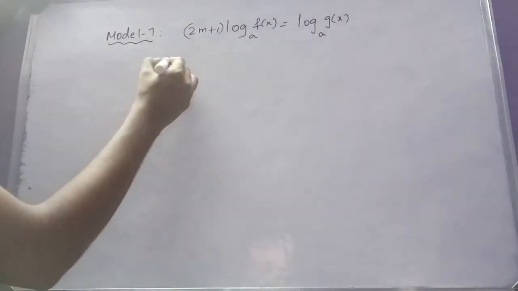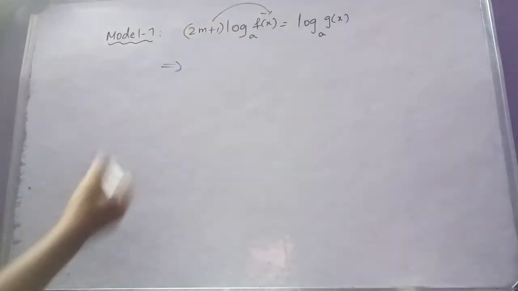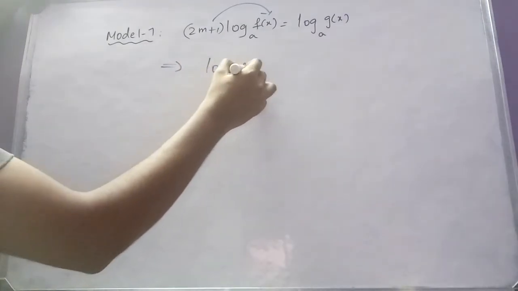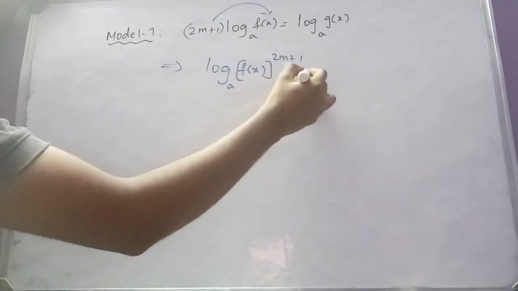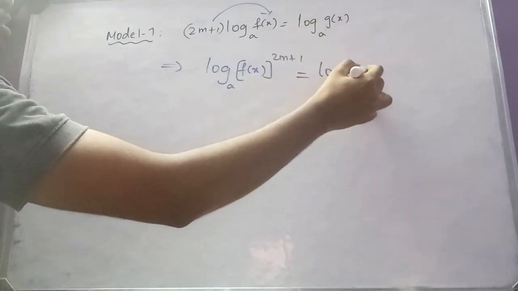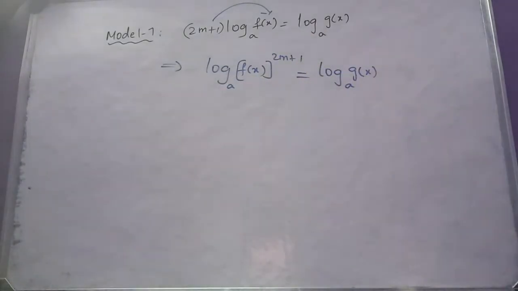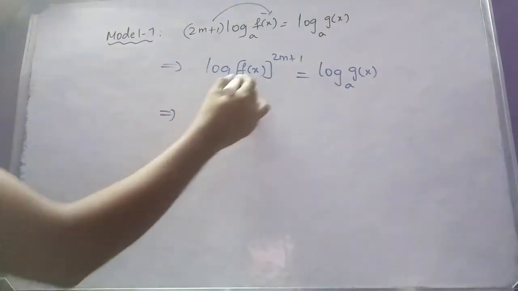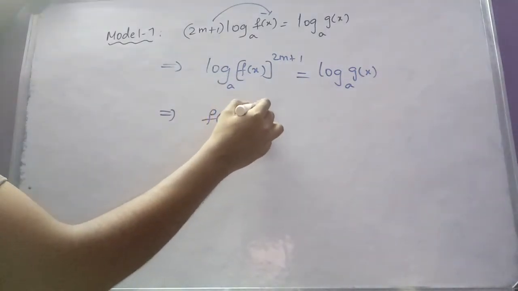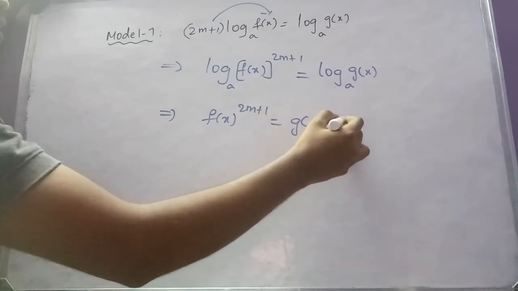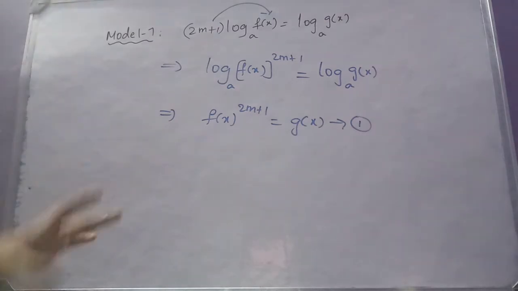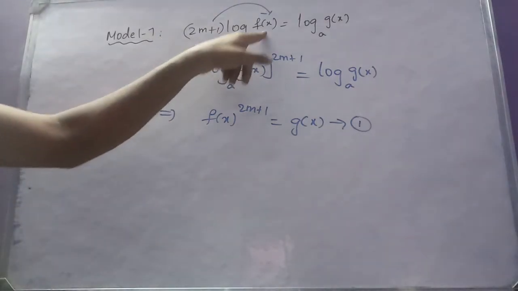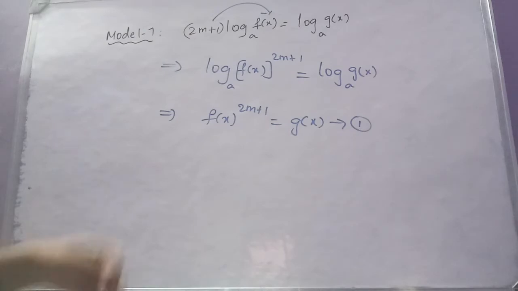First let us solve it. Take 2m plus 1 as power of f of x. Then you'll get log of f of x power 2m plus 1 with base a, and here log of g of x with base a. Now you can ignore logarithm on both sides and you'll get f of x power 2m plus 1 equal to g of x. You are supposed to solve this equation, and at the same time it is not required that you should take both f of x and g of x as positive. Actually you can take it and you can solve, but it is not required.